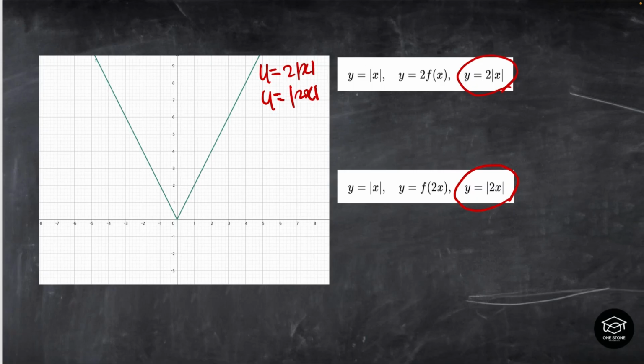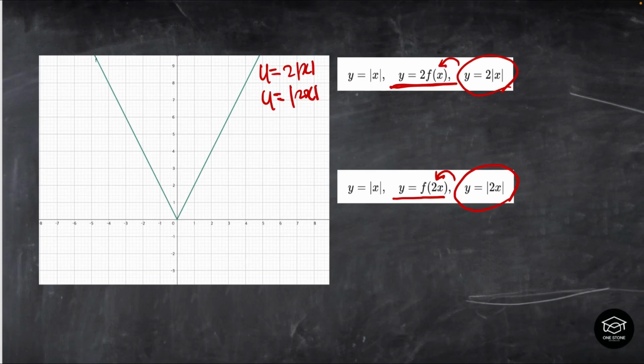So here's the question: why are there two different expressions for the same graph? What's the difference between them? Let's rewrite them using function notation. y equals 2 times the absolute value of x can be written as y equals 2 times f of x, and y equals the absolute value of 2x can be written as y equals f of 2x.